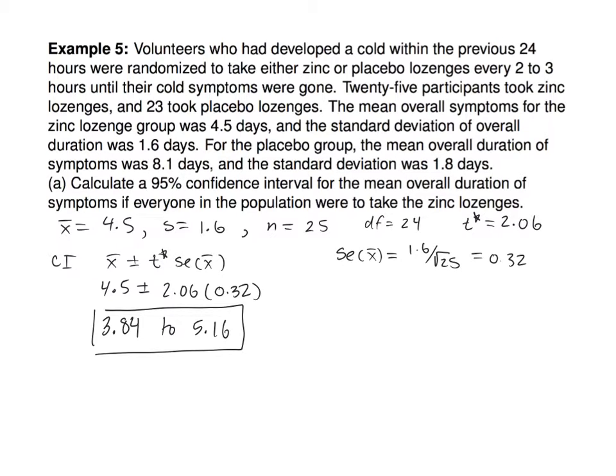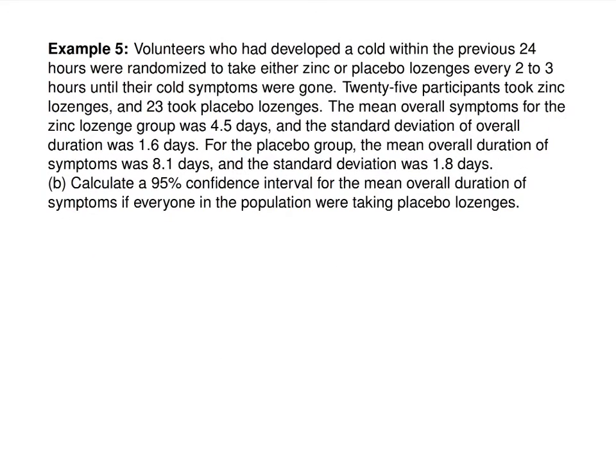Okay, so if you're in the zinc group, you'd expect the mean length of cold to last between 3.84 and 5.16 days. That's like a range for what the average is you'd expect to see. I think we're going to do the same thing for the placebo, right? Okay. So in this case, what's the X bar? 8.1. Great. What's the sample standard deviation? So that group had more variability than the other group, right? Bigger number. What is the sample size?